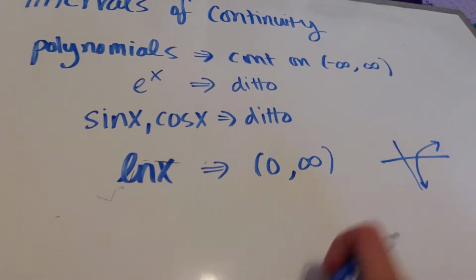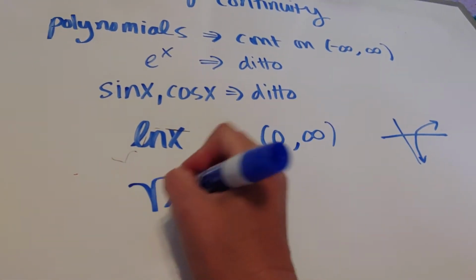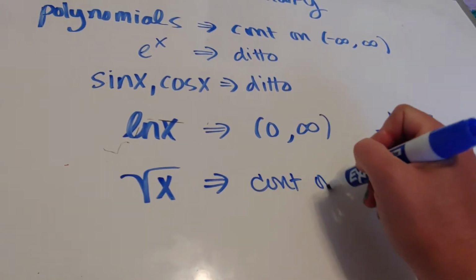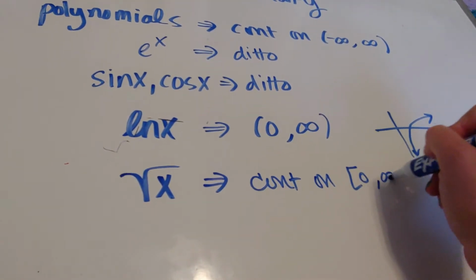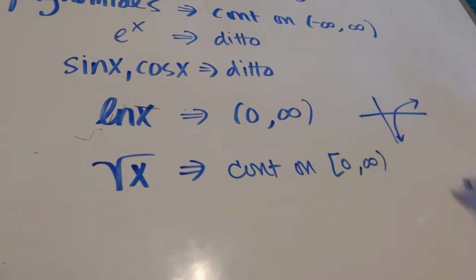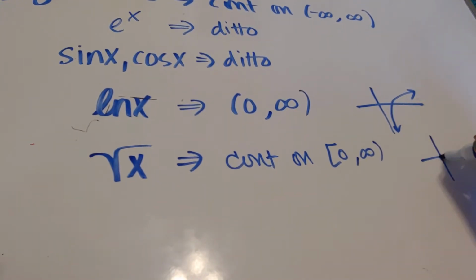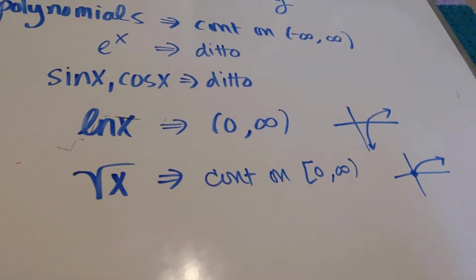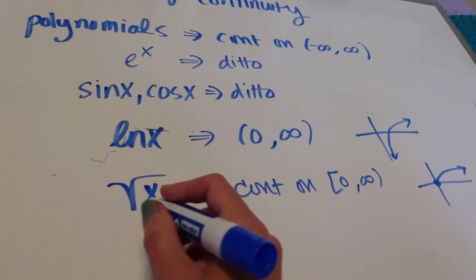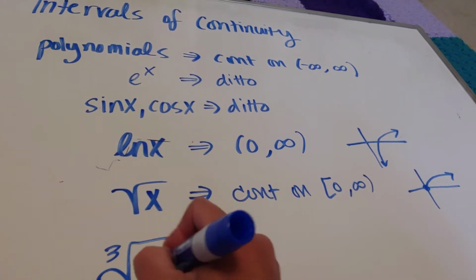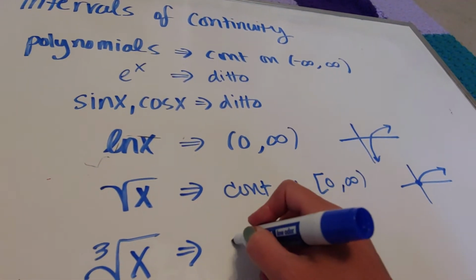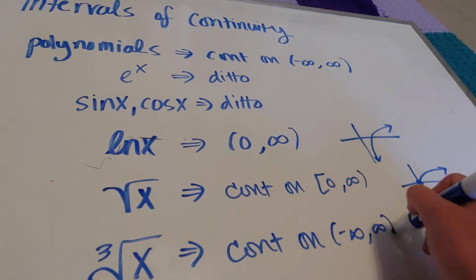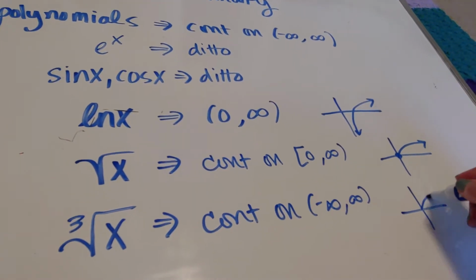Square root of x is continuous on 0 to infinity with a bracket. The reason why that has a bracket is because it actually touches 0 and then goes to the side. All right, and cube root of x is continuous actually everywhere. It looks like this guy.